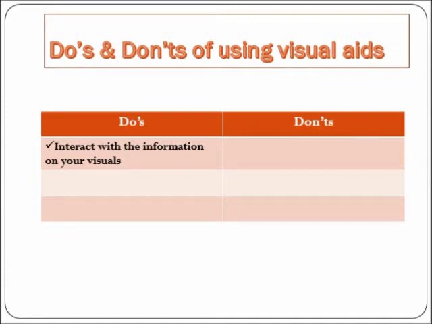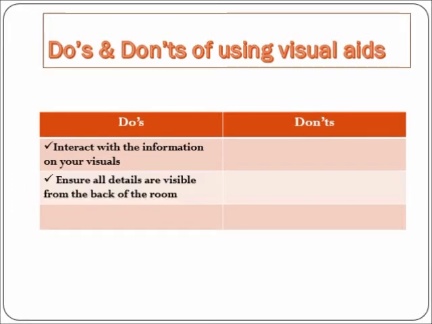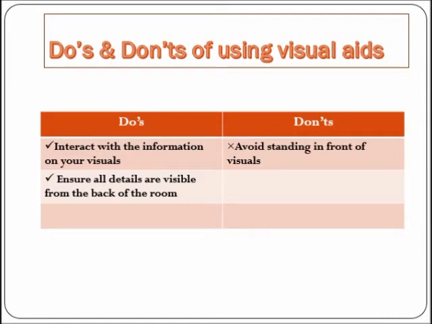Do's. Be sure to interact with the information on your visual aids by pointing to specific points or parts of the diagrams. This helps the audience to make links between your speech and detail on the visual aids. Ensure all details are visible from the back of the room. Don'ts. Be careful not to stand in front and obscure the view of your audience.